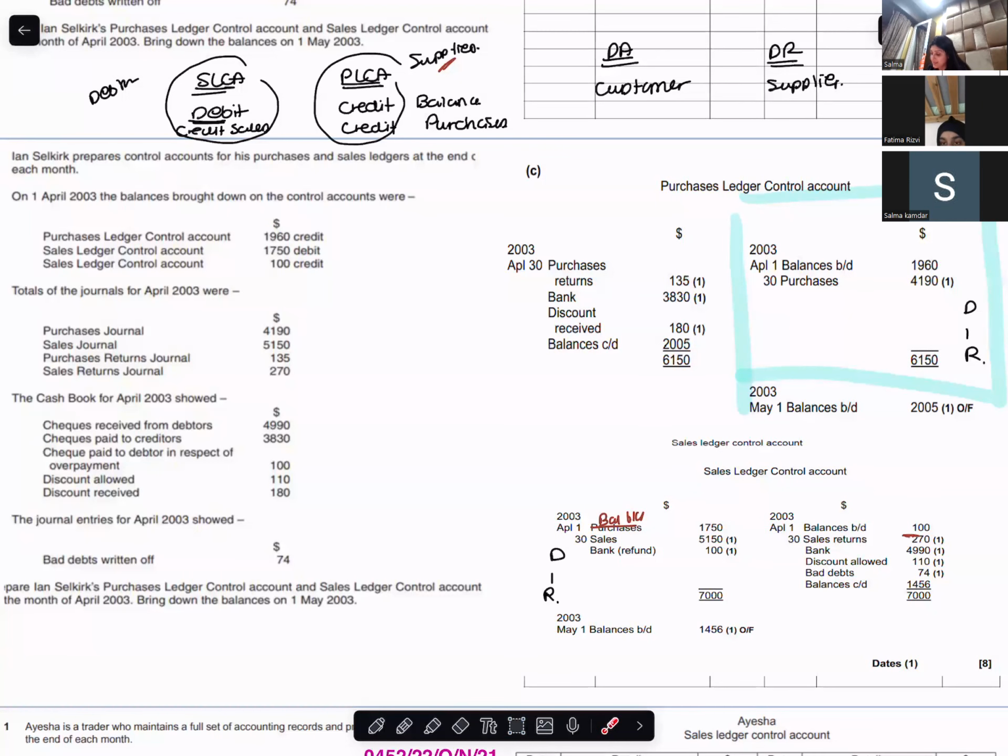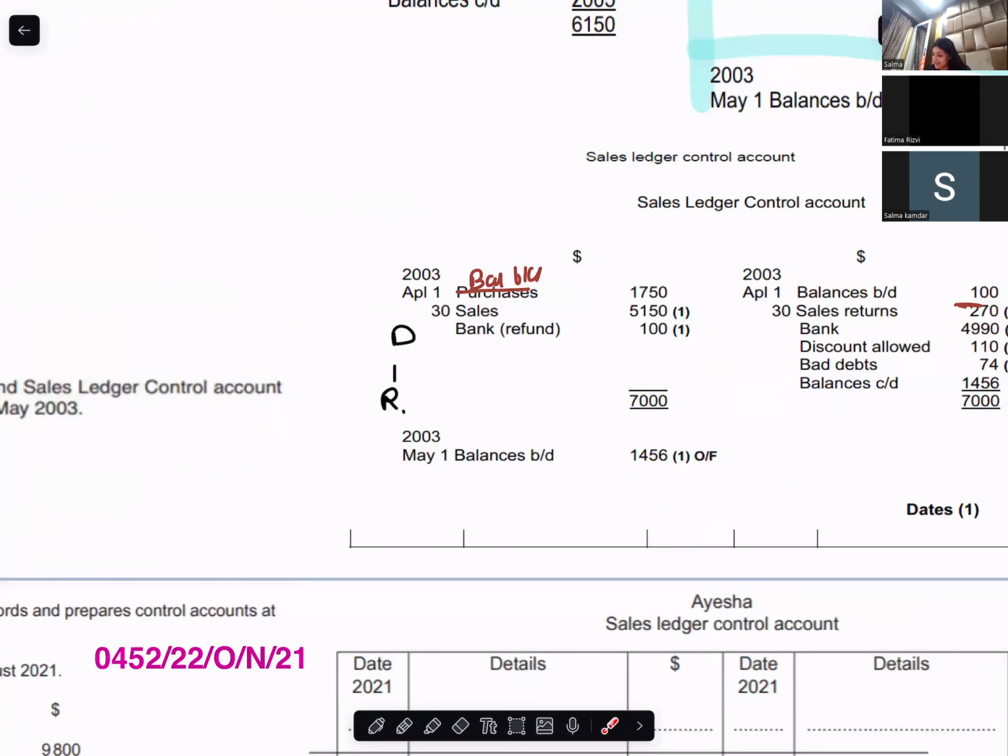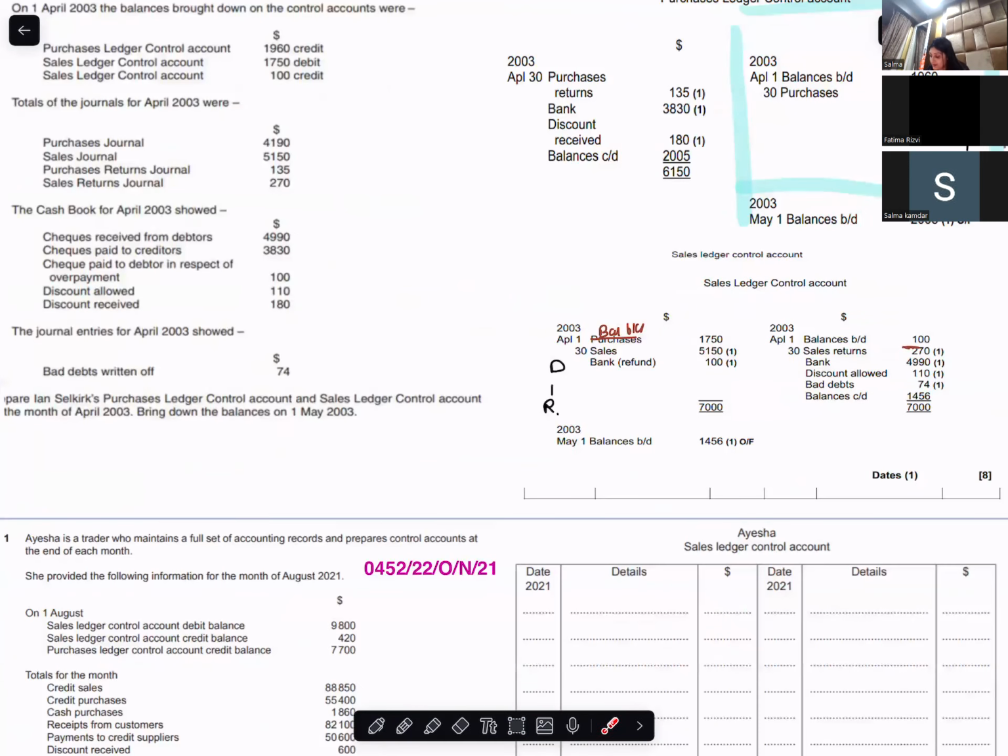If you will see a purchase ledger control account, the credit side will be more. You will write the total on both the sides, the total of the credit side. From that, you will deduct the three totals that you have. You'll get the balance closed down as 2005 and you will bring down the balance. It's like the normal closing that you do. Similarly, in SLCA, your debit side will be more. You will write it on both the sides, find out the closing balance, and bring it down on the next day. It's just like the normal closing that you do.